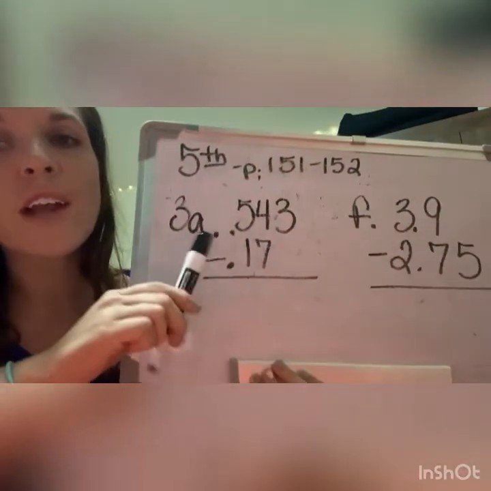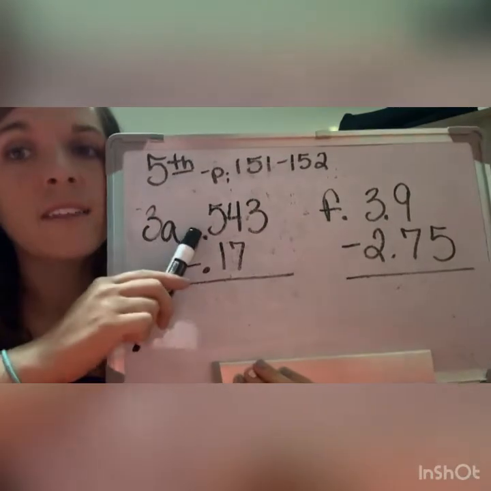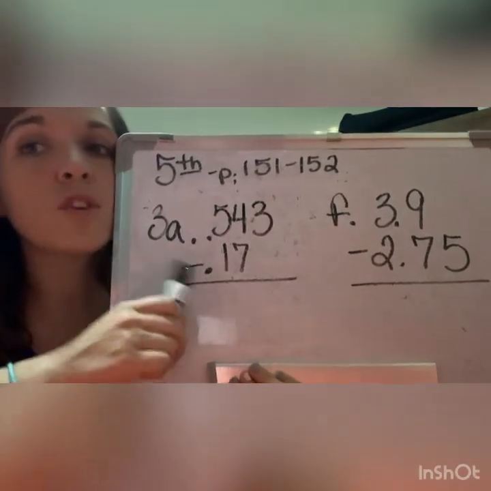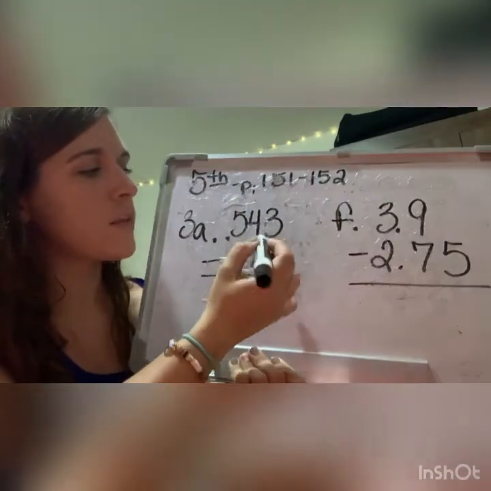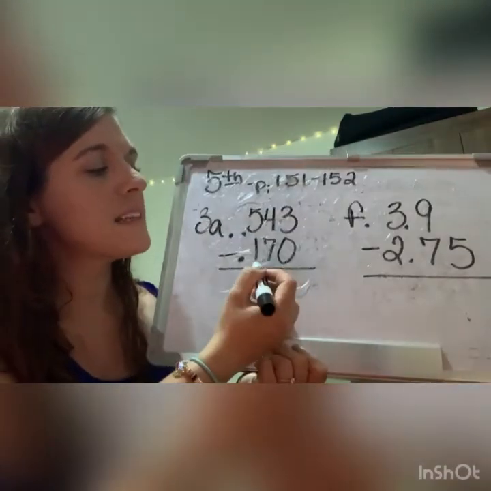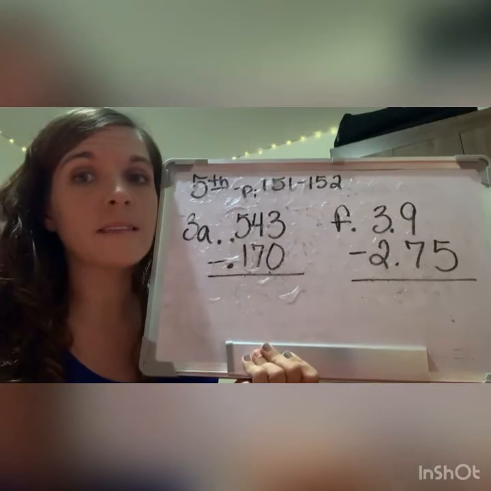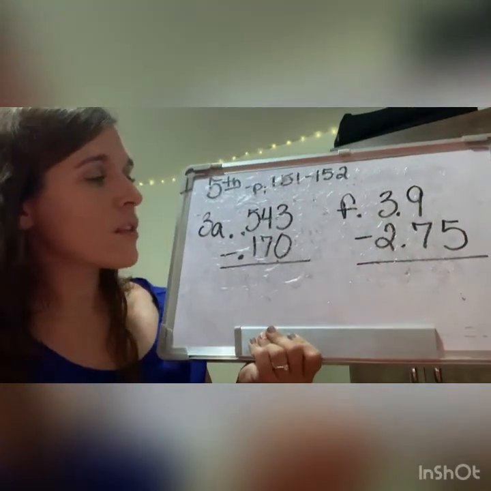Okay, let's look at letter A. Now we're subtracting. The decimal places are lined up, but what do we need to do? There's our second step. You gotta put in your zero, you guys. If this one has 3 numbers after the decimal place, this one has to have 3 numbers after the decimal place. Because watch what's about to happen.